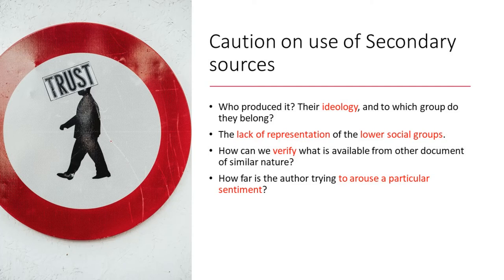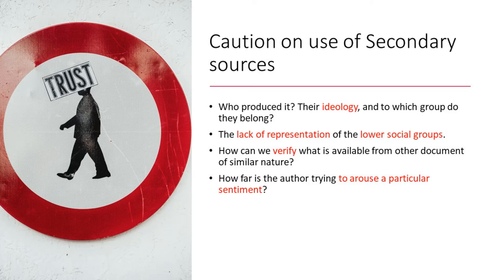Nevertheless, we should also be cautious on the use of secondary sources. The researcher should always ask the question, who produced it, what is their ideology, and to which group do they belong? Because he should be careful of the bias that some people who produce the data might hold. He should also be aware of how different social groups are represented in the secondary sources. Sometimes there might be a lack of representation of the lower social groups. He should also be able to verify what is available in one document from other documents of similar nature, and understand to what extent the author was trying to arouse a particular sentiment.